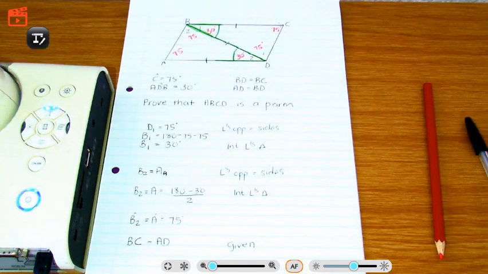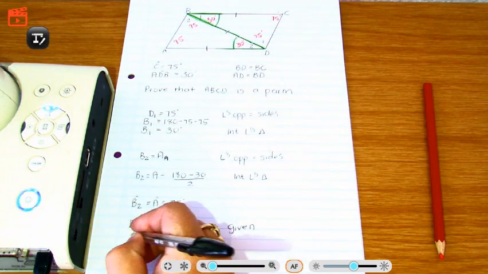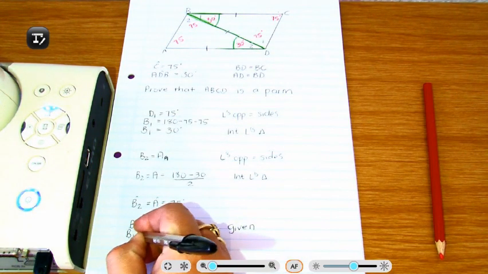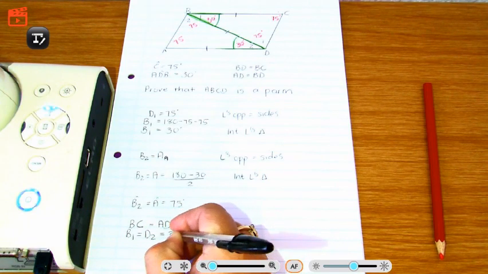Now what you should know is they form the shape of a Z or an N, which makes them in the position of alternate angles. Now you should know that alternate angles are only equal if your sides are parallel. So you can see they are equal, which means our sides must be parallel. So I'm going to say there that angle B1 is equal to angle D2, which is equal to 30 degrees.